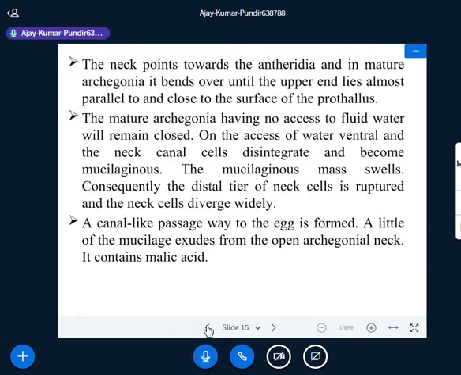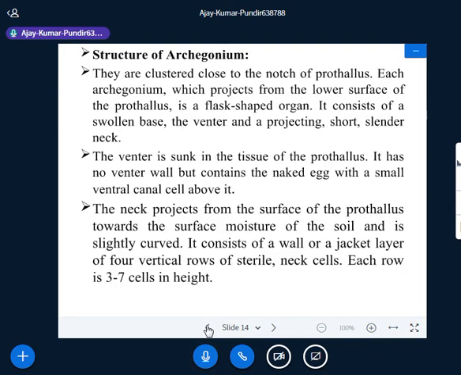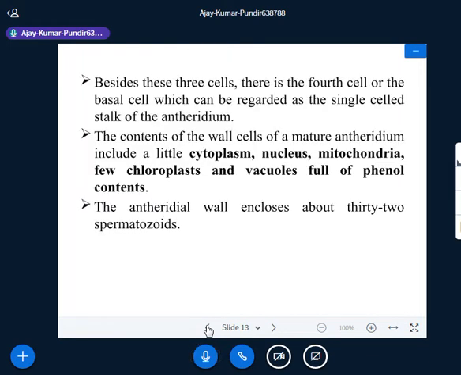So I am talking about the structure of antheridium. It is very complex, isn't it? And the mature antheridium has little cytoplasm, nucleus, mitochondria as in other ferns, and few chloroplasts. It is a very interesting feature of the Osmunda antheridium, because the antheridium wall has chloroplast and vacuole full of phenol compound content. The antheridium wall encloses about 32 spermatozoids.